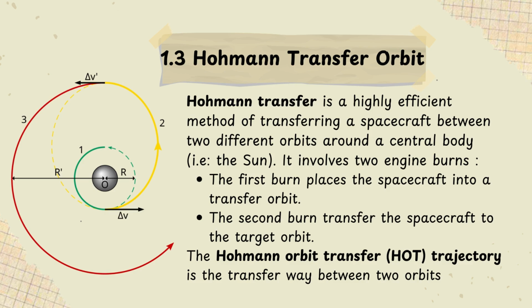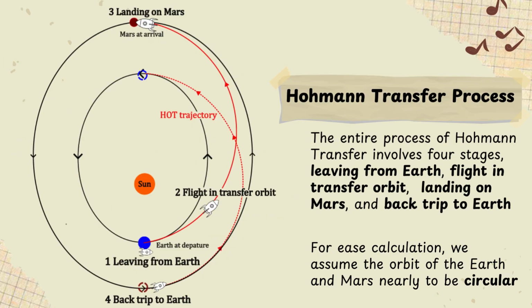The Hohmann transfer is a highly efficient method for moving a spacecraft between two orbits around a central body, such as the Sun. This technique involves two engine burns. The first burn places the spacecraft into an elliptical transfer orbit, and the second burn adjusts its velocity to match the target orbit. The entire process of Hohmann transfer involves 4 stages.